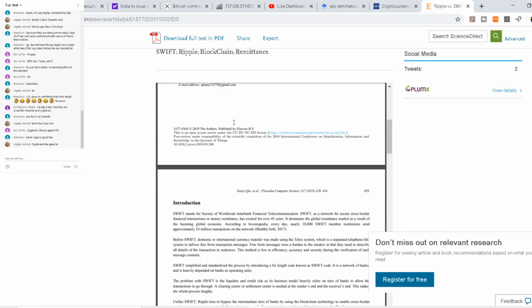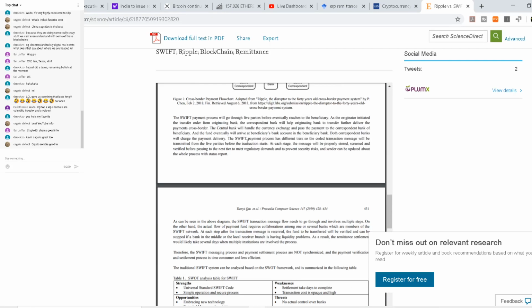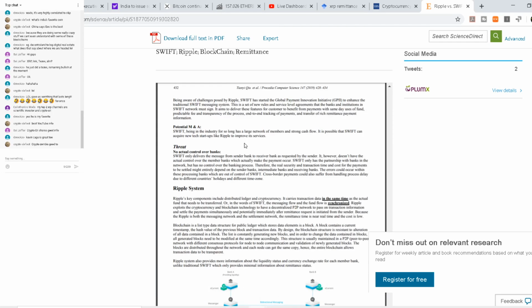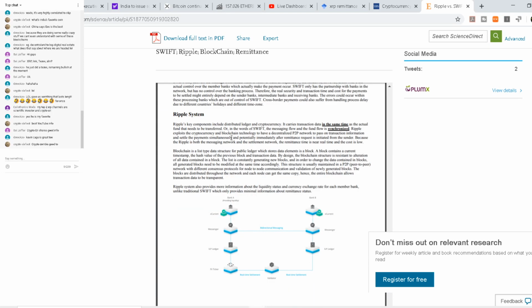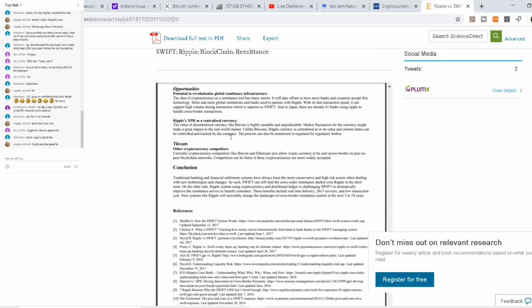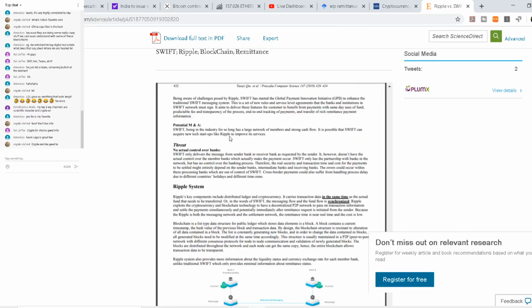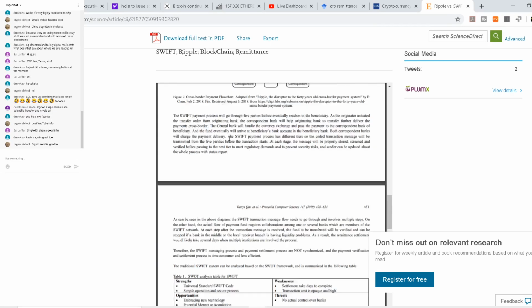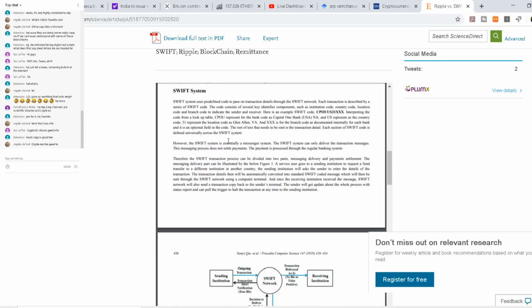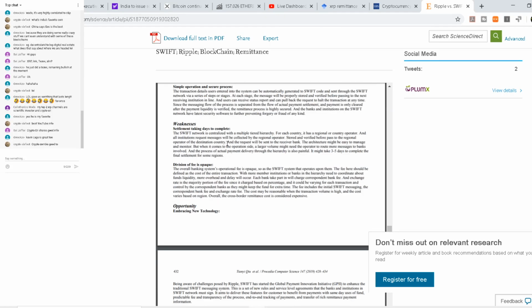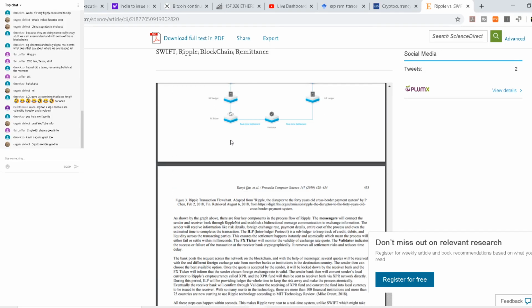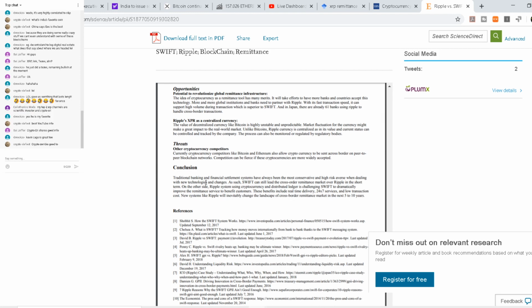You can go through this. If you go to the bottom, you can see the methodology, what they did and what they found. If you don't want to compare them, it's okay, just go directly to the results section. There is usually a results section in most articles, at least. Okay, anyway, just jump into the conclusion. They'll say what they did and what they found. As such, Swift can still lead the cross-border remittance market over Ripple in the shorter term. I see, on a short term.